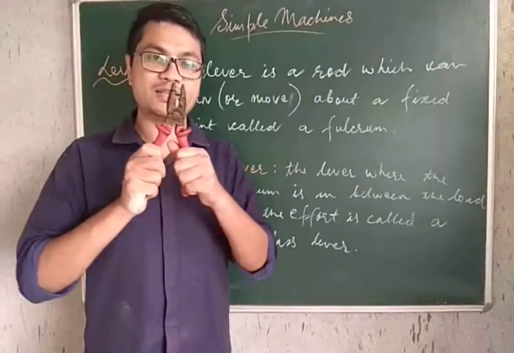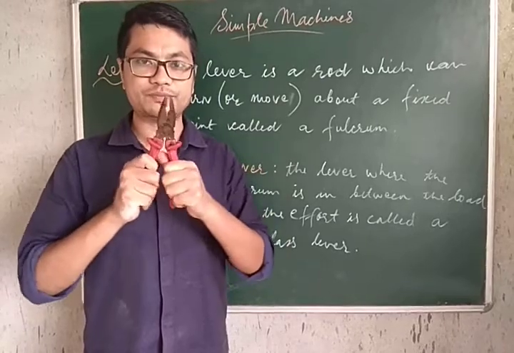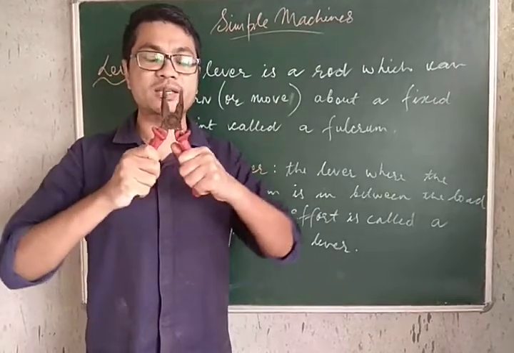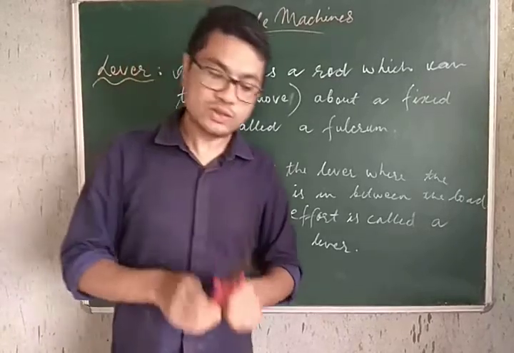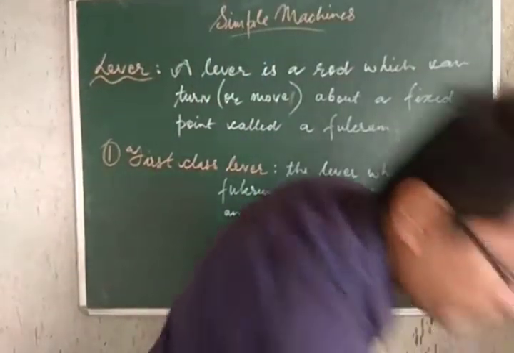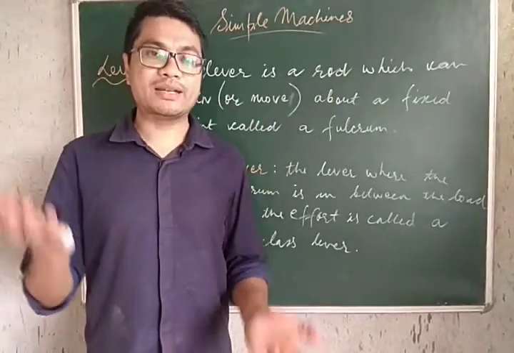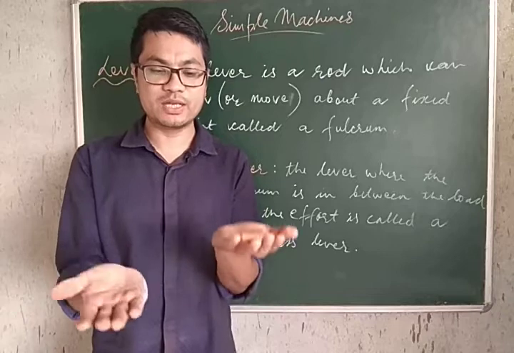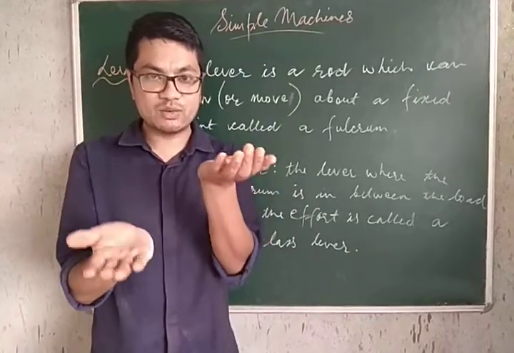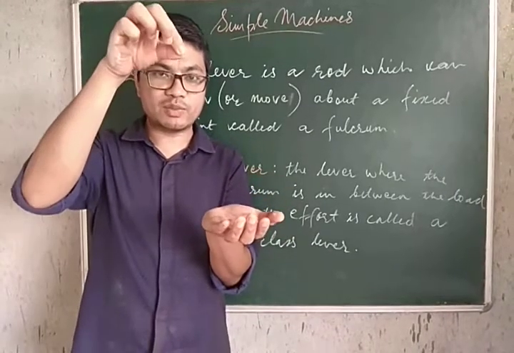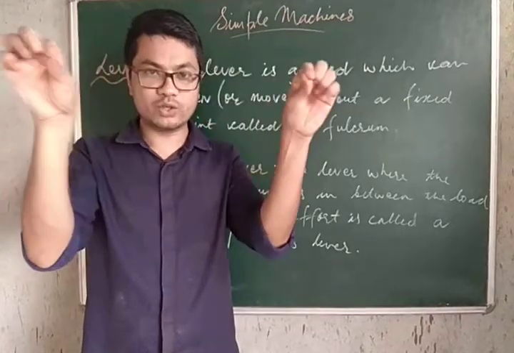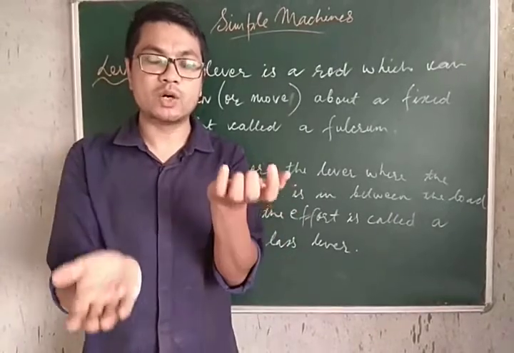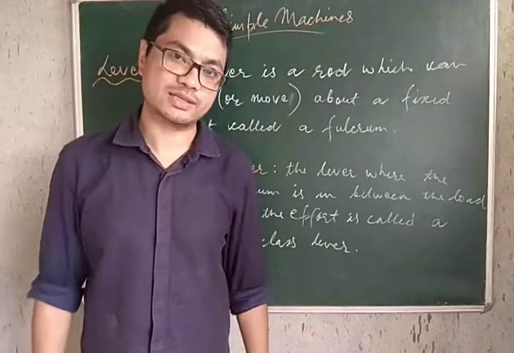Likewise, this plier is an example of a first class lever. This is the fulcrum, here is where we place the load, and here is where we exert the effort. So these are some of the examples of a first class lever. The other examples could be a common balance, a taraju. In a common balance, you have two pans moving up and down like this, and it moves about a fixed point at the center. You have a rod over here, and it moves about that rod. So a common balance also is an example of a first class lever, remember.